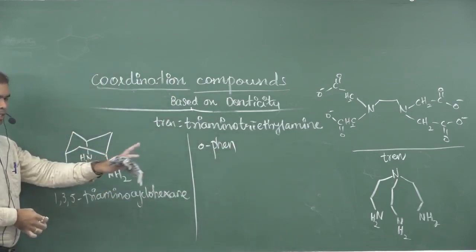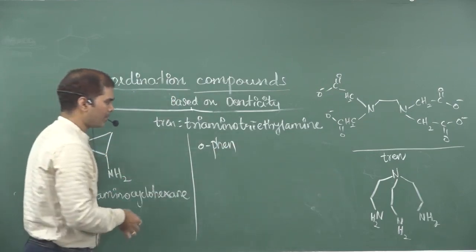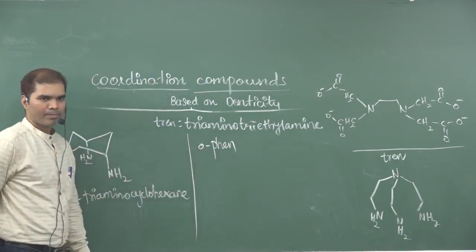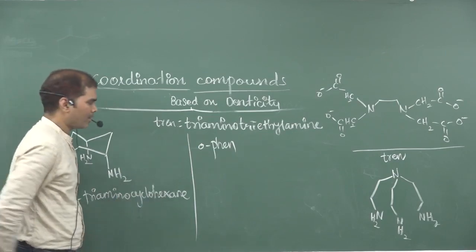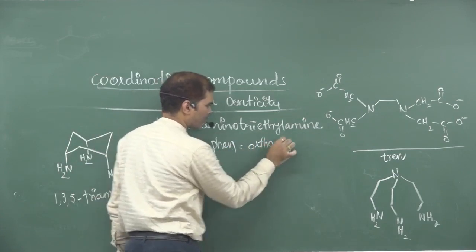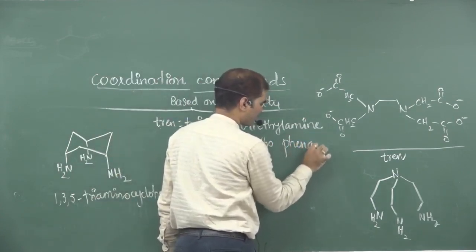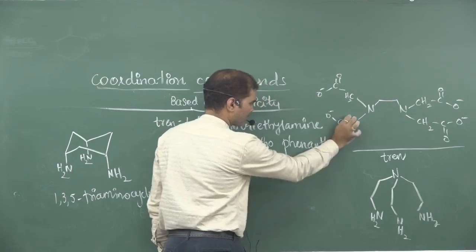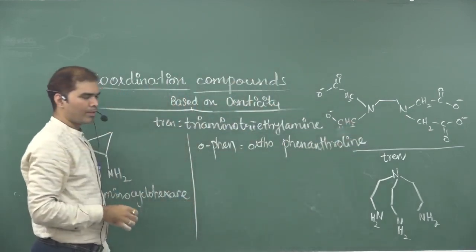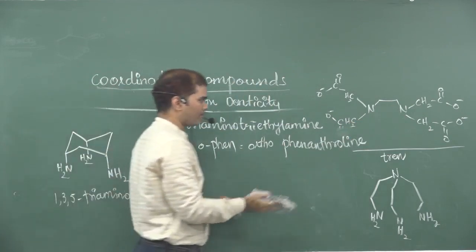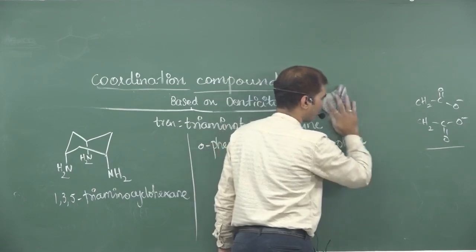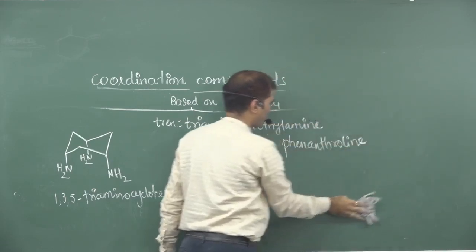For the rigid aromatics, the last example. For the rigid aromatics, take an example of o-phen. O-phen means ortho-phenanthroline. Ortho-phenanthroline. If you have seen how I wrote it carefully, you will understand the IUPAC importance.